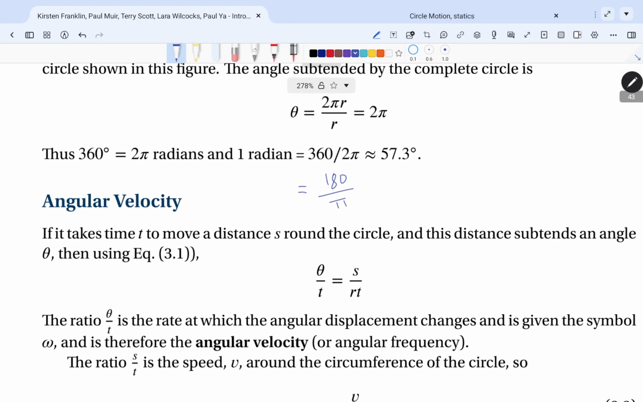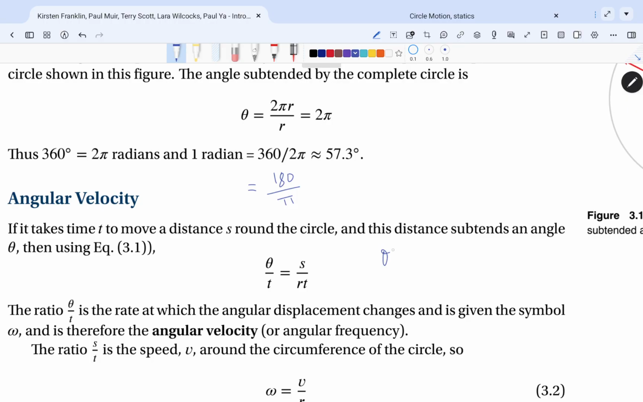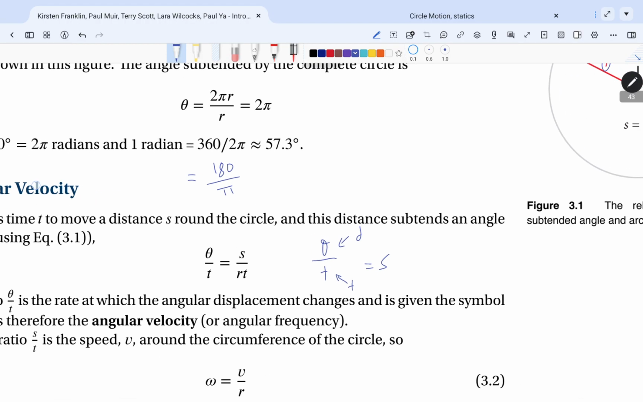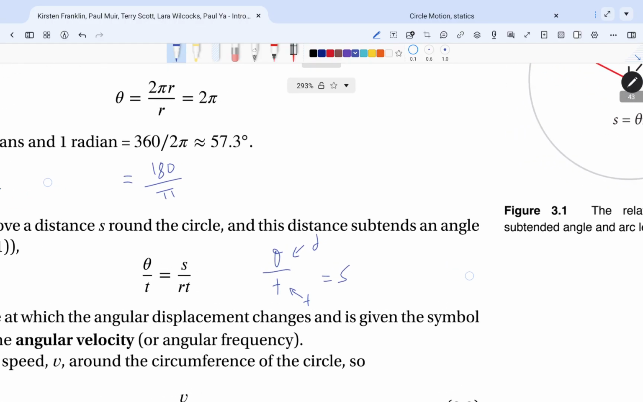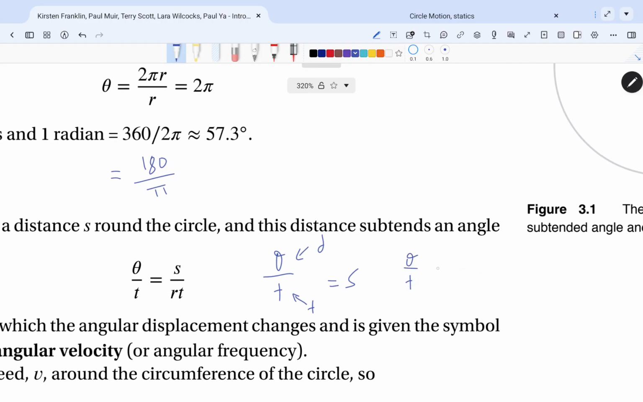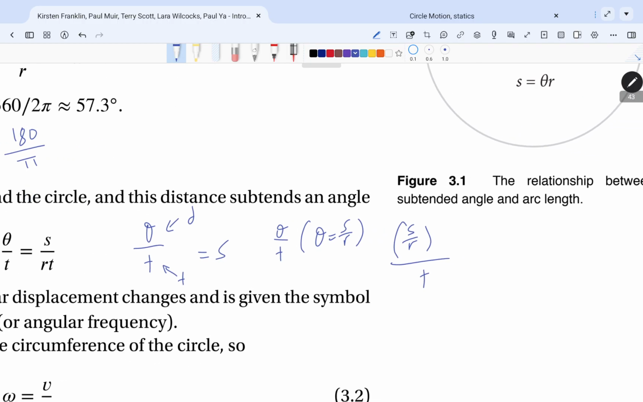Okay, moving on to angular velocity. At what rate is the angle changing? If we divide theta by time, that gives us the rate. Remember, theta equals S over r. So theta over t, noting that theta equals S over r, meaning S over r over t, is our angular velocity, and this is just the same as S over rt.